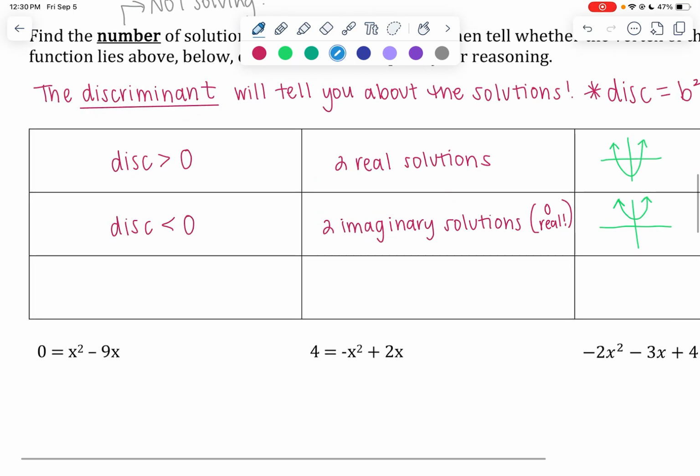Now, if your discriminant is 0, that means that there's no plus or minus. There's no plus or minus 0. So you would have one real solution.